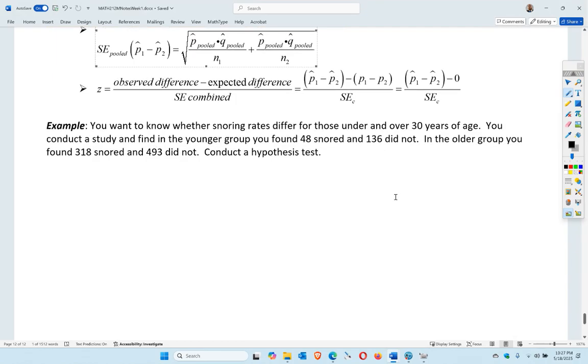Okay. So let's say, for example, we want to know whether the snoring rates differ for those over 30. We found 48 snored and 136 did not. In older people, we found 318 of 493 did. Or 48 snored, 136 did not; 318 snored, and 493 did not snore, basically.